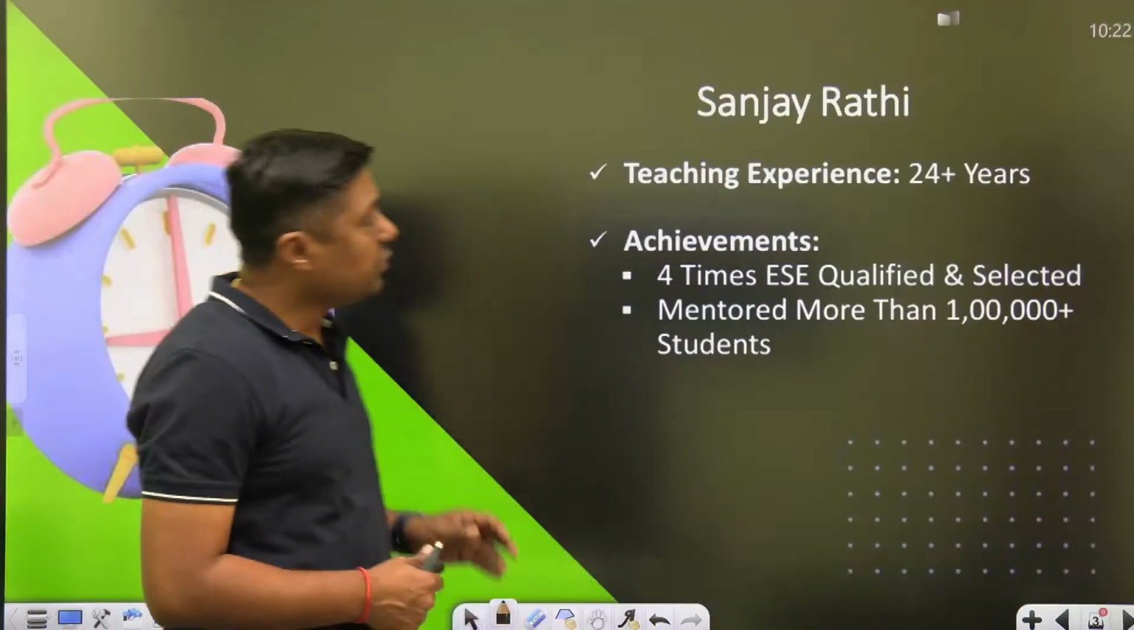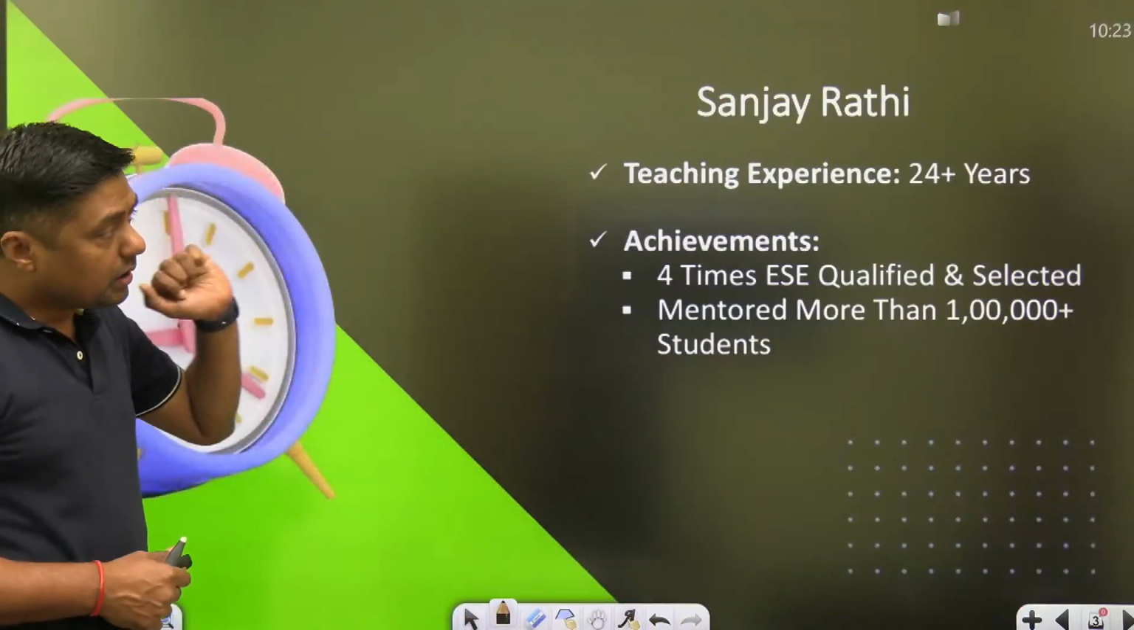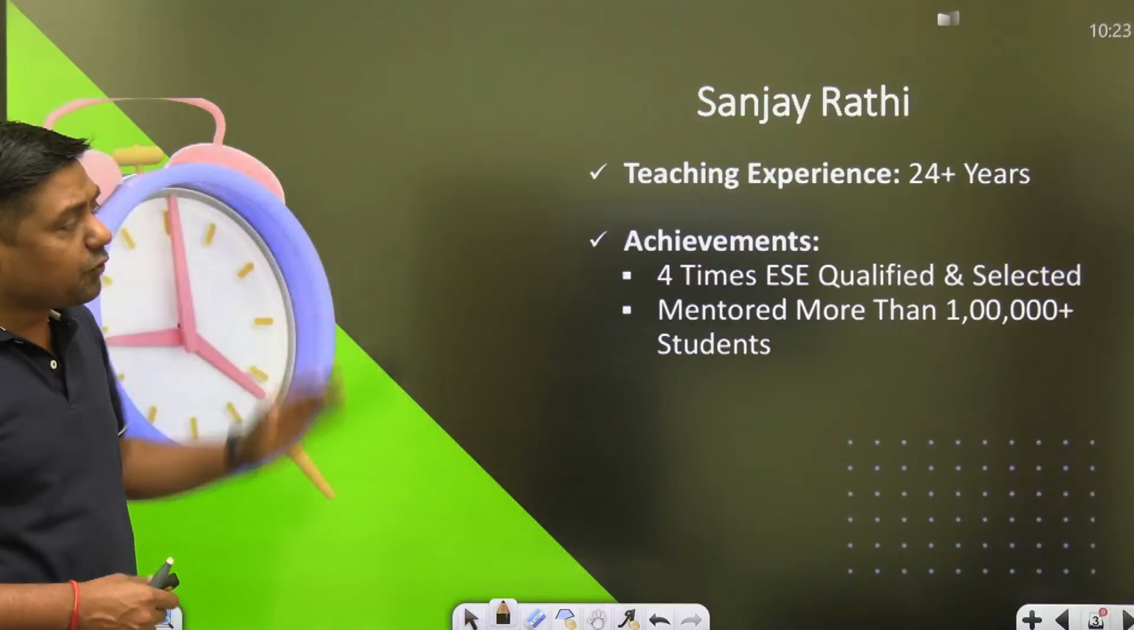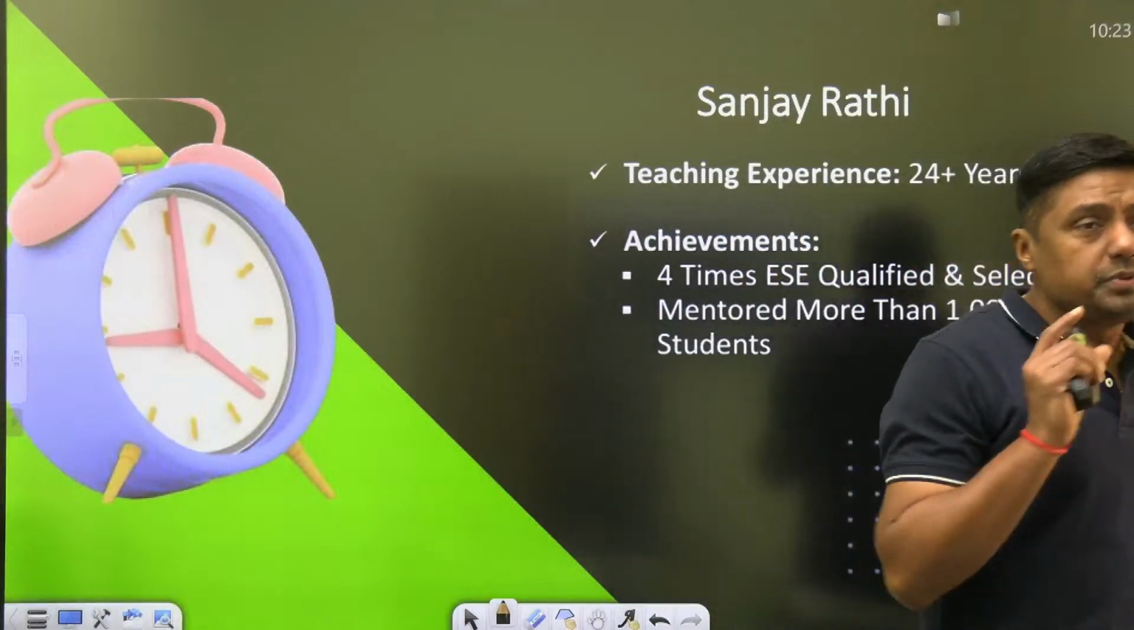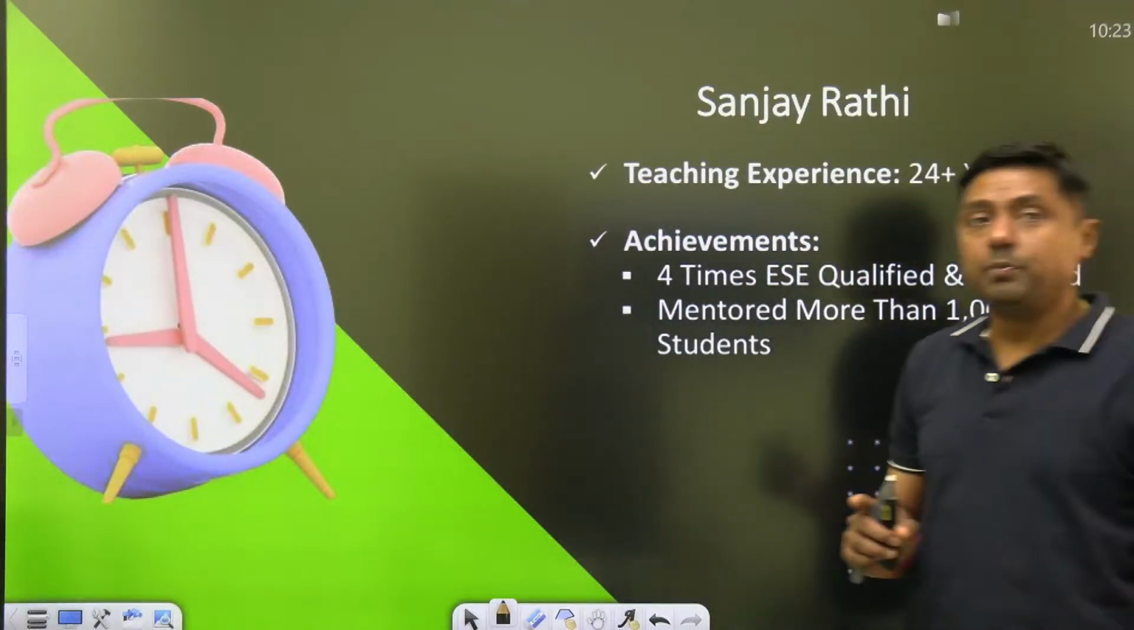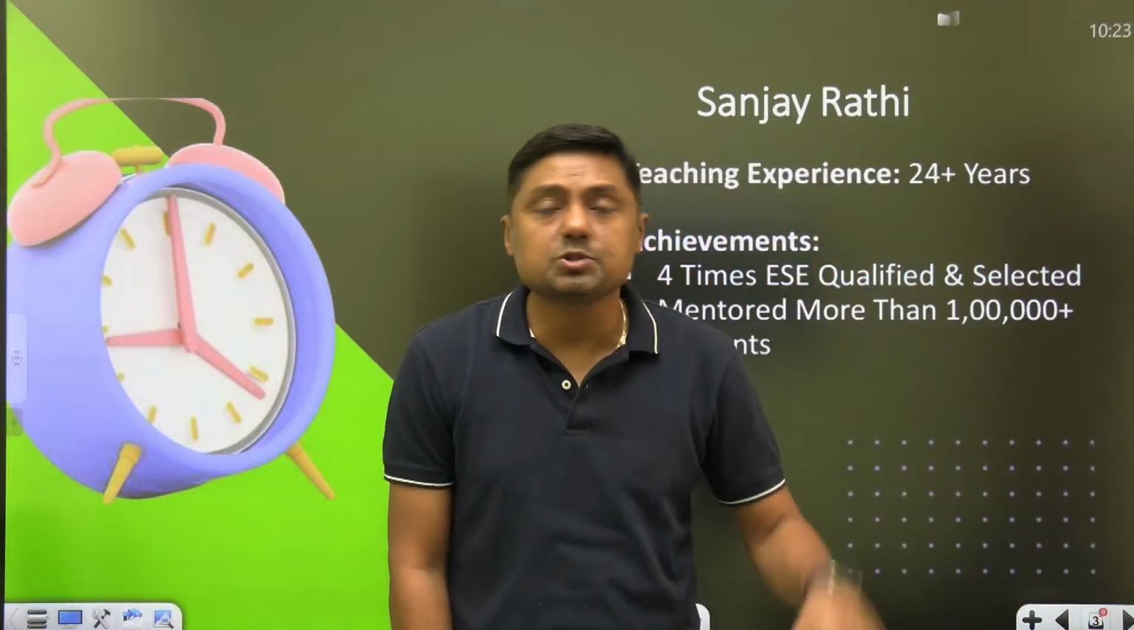BJT, MOSFET, and operational amplifier. These three topics are important for all competitive exams, especially for GATE.